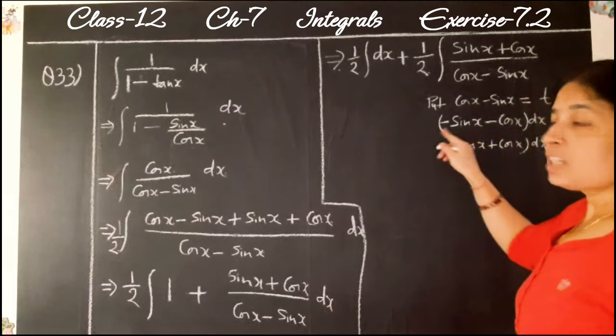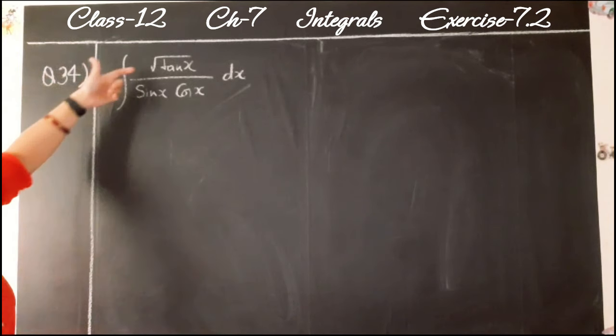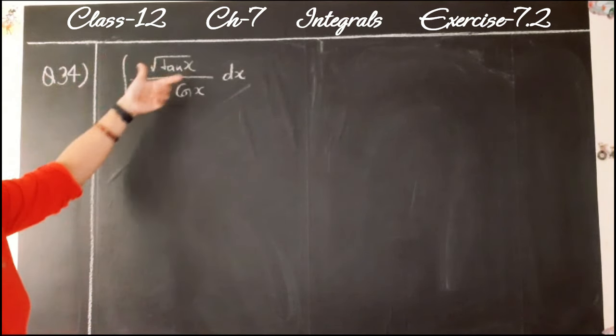So this is our answer. So let us see question number 34. It is integral of square root tan x divided by sin x into cos x.